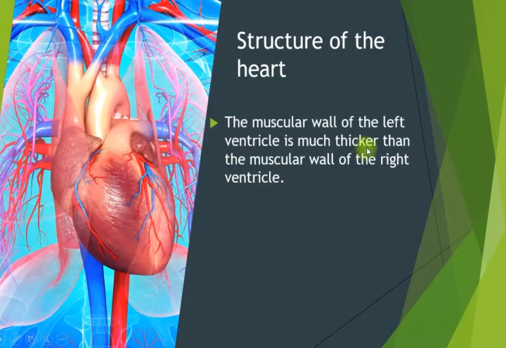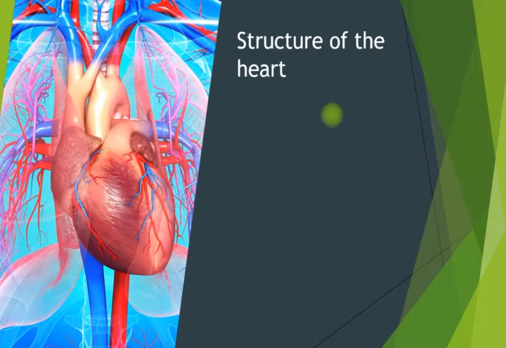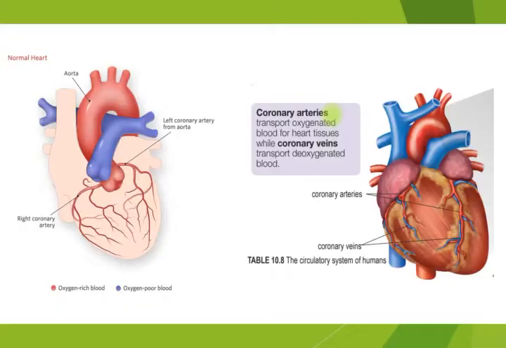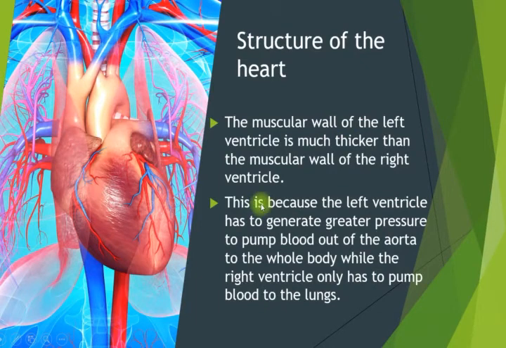I repeat, the muscular wall of the left ventricle is much thicker than the muscular wall of the right ventricle. You have to know that the wall of the ventricle consists of muscle cells. Why is the left ventricle thicker than the right ventricle? Because the left ventricle has to generate greater pressure to pump blood out of the aorta to the whole body, while the right ventricle only has to pump blood to the lungs.